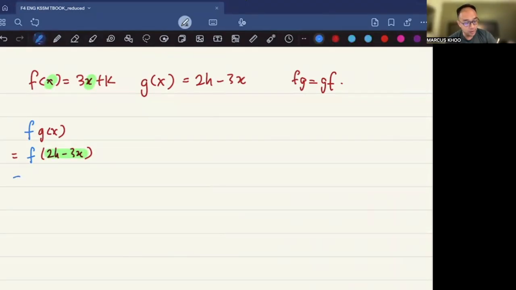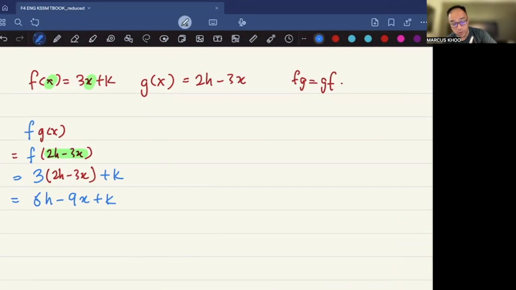Therefore, we will get 3. And what is our object now? Our object is 2h minus 3x. Then we finish up the function, plus k. That's basically what we're doing. Let's simplify this. We're going to get 6h minus 9x plus k. We're going to leave it there first.